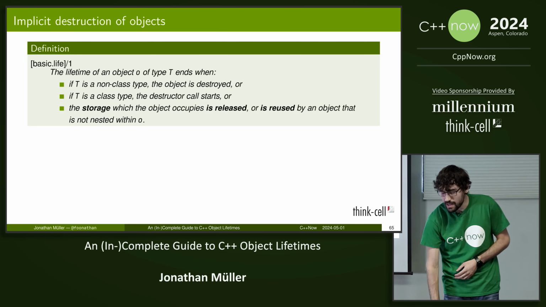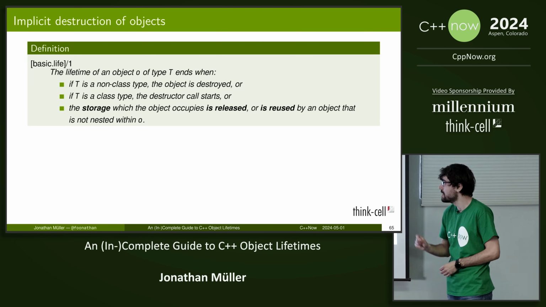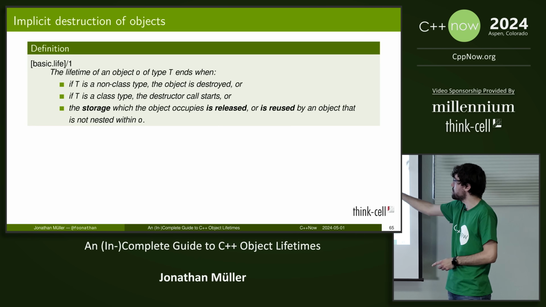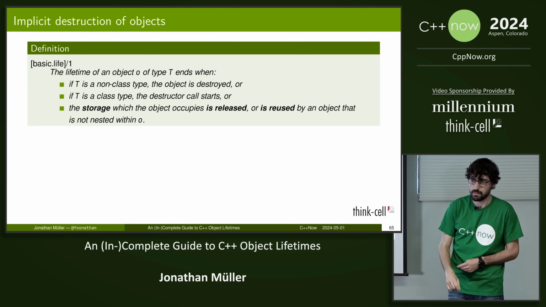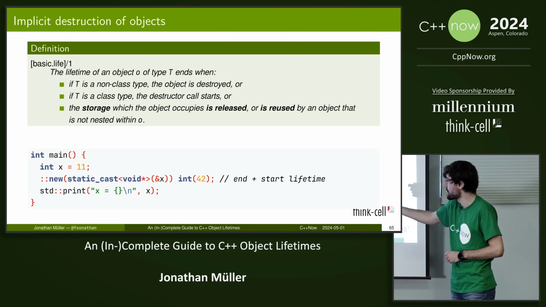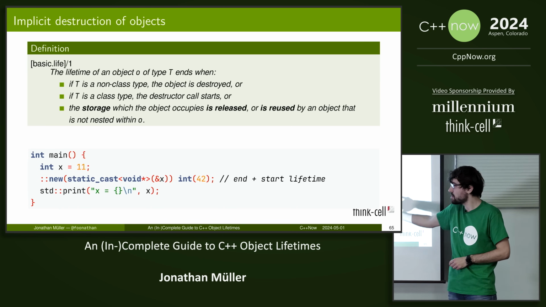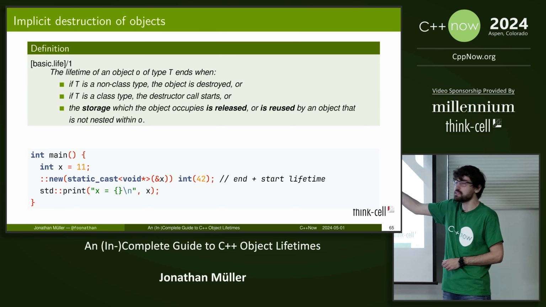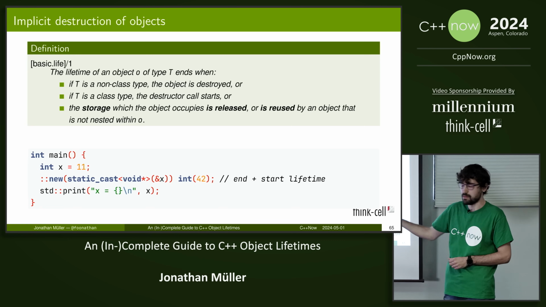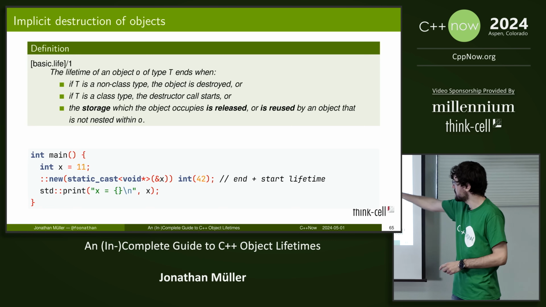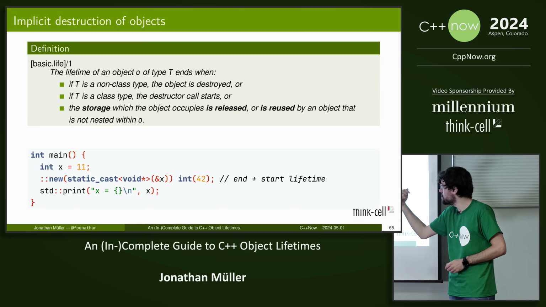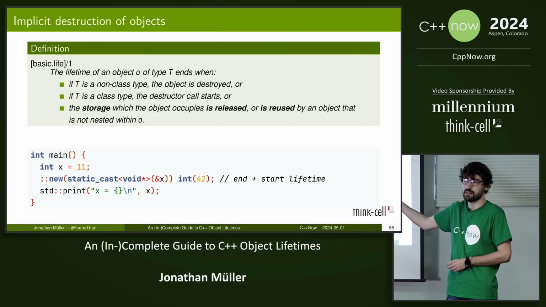So objects are also implicitly destroyed. The lifetime of an object ends when it's either destroyed or when we release or reuse the storage. So this is what happens here, for example. We've got our x, we call placement new on it. This reuses the same storage, so it implicitly ends the lifetime of the int. And then we've got a new thing, but because of transparent replaceability, we can use it, right? And similarly, because an int doesn't have a destructor, we don't actually call the destructor at the end of the function. We just release the storage, which ends the lifetime automatically, right?